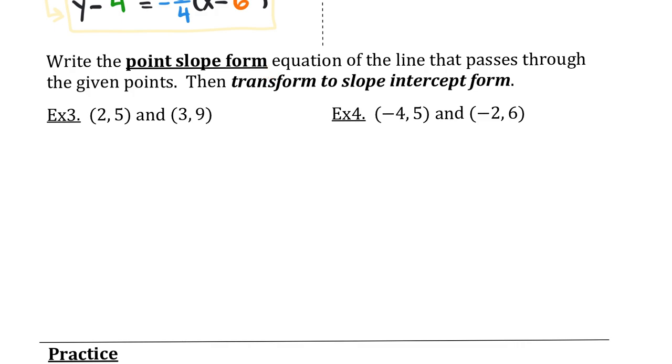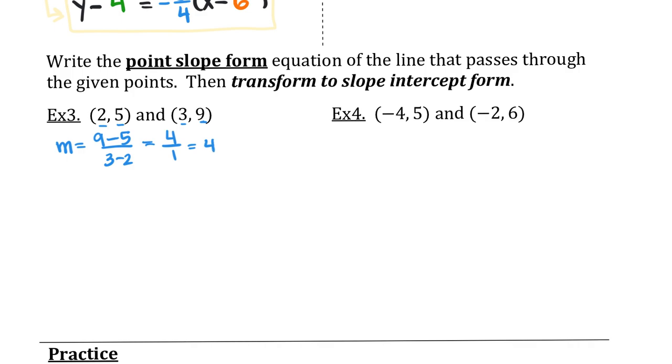But then after that, we are going to transform it to slope intercept form. Okay, so we're just going to start with point slope form. I have 2 points. For point slope form, I also need the slope. So I'm going to go ahead and find the slope. M equals y minus y over x minus x. 9 minus 4 is 5, over 1. So my slope is 4.